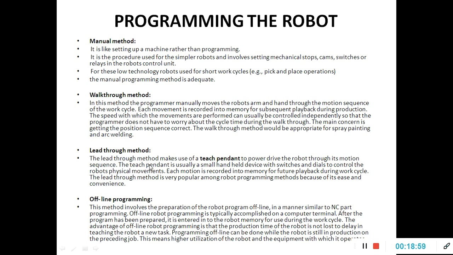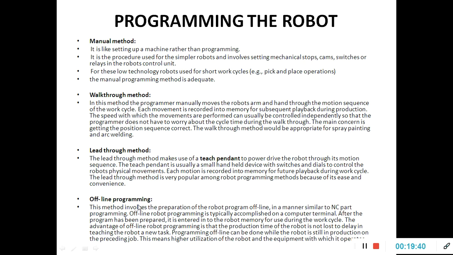Then the lead-through method. In the lead-through method, the teach pendant is used. The teach pendant is used to power drive the robot through the motion sequence. Here the pendant is usually a small handheld device with switches and dials to control the robot's physical movements. The operator continuously holds the teach pendant and operates it manually, and the movement is provided to the robot according to the switches or dials operated by the operator.